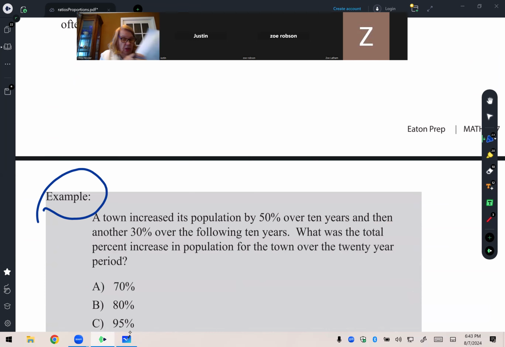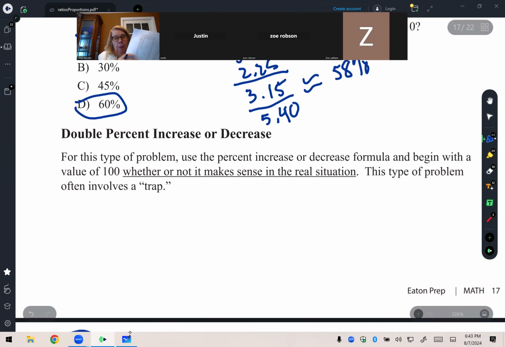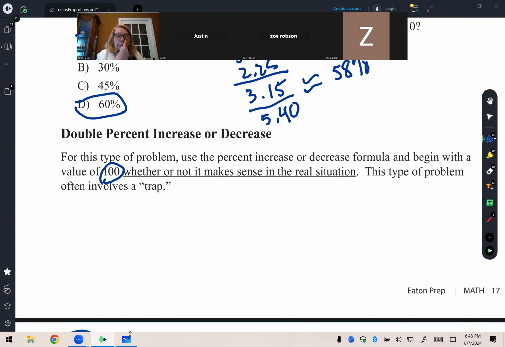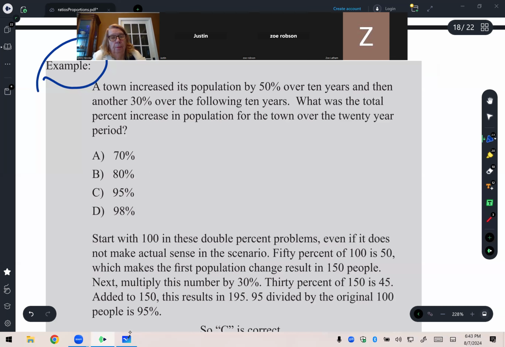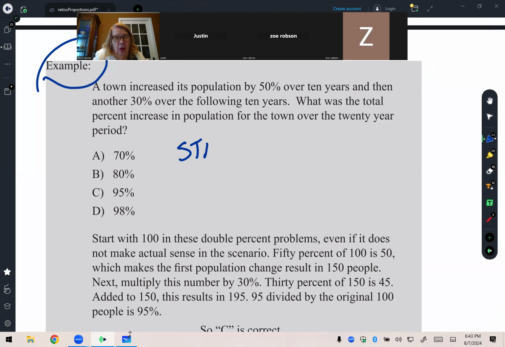So he's right, I probably should start with that. For the double percent increase or decrease, we like to always pick 100, even if it doesn't make sense. Like if your town has 100 people, it wouldn't make real sense, but it makes the math much easier. So just assume the town has 100 people. Or assume the phone is $100. It just makes the math easy. So we always start with 100.